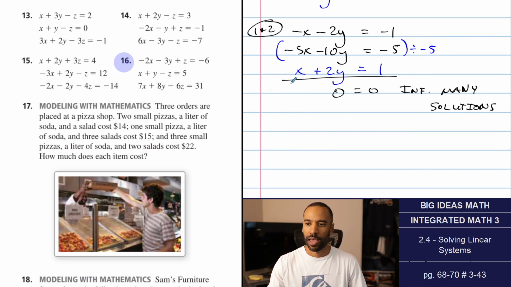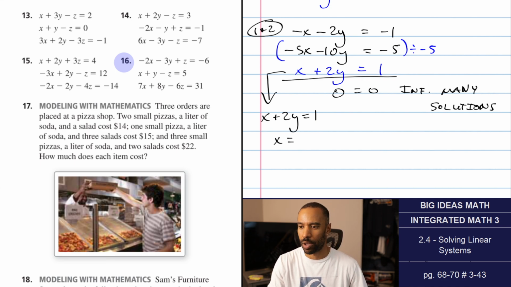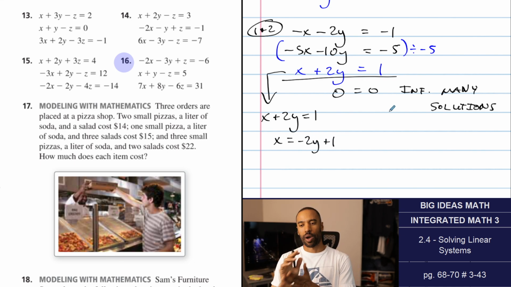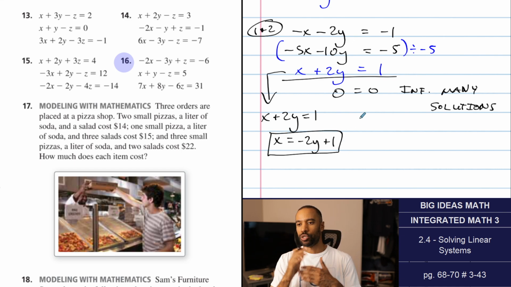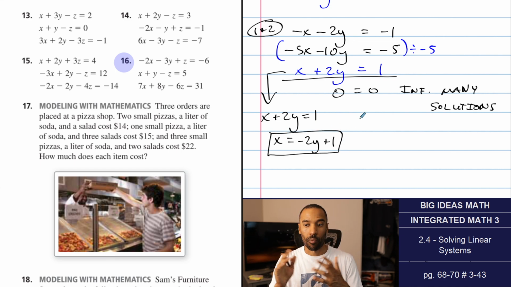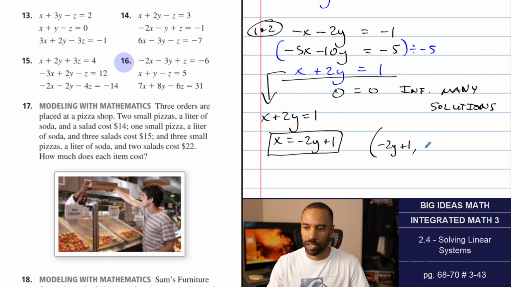Let's make a choice. I got on this one, for example, x plus 2y equals 1. I think x is easy to solve for here. X is negative 2y plus 1. I would rather say negative 2y plus 1 or 1 minus 2y. I'll say negative 2y plus 1. I like ordered standard form. Now y is going to be y, right? So as far as my ordered triple goes, I have negative 2y plus 1 for x in terms of y.